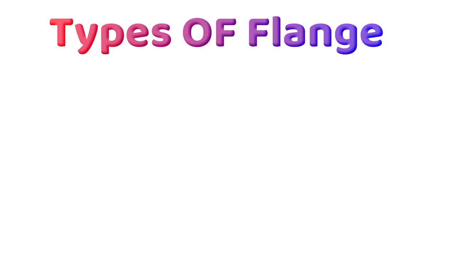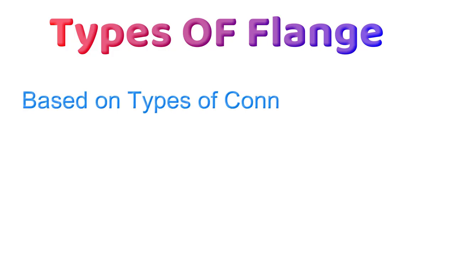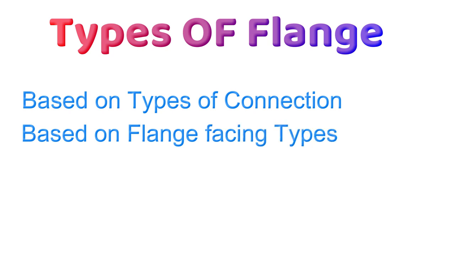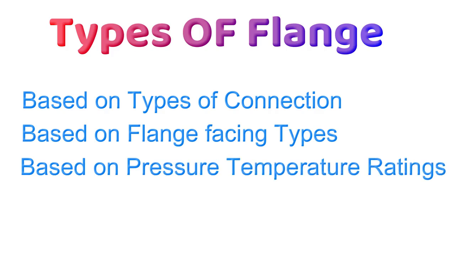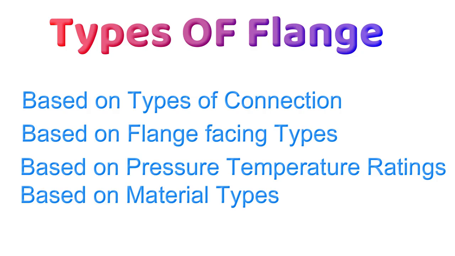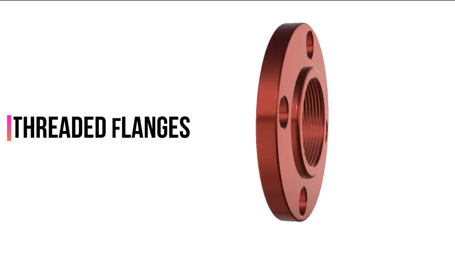of flange. Flange can be classified in several alternate ways as follows: based on types of connection, based on flange facing types, based on pressure temperature rating, based on material type. Threaded flanges.